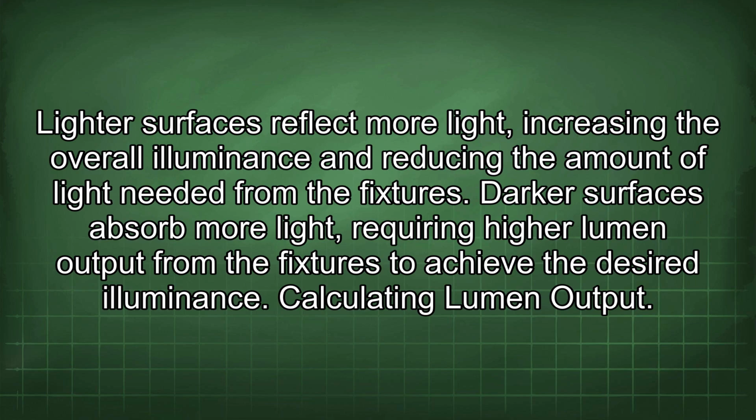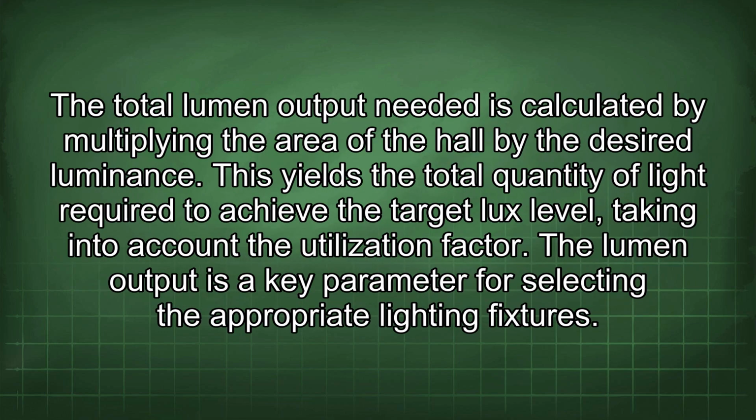Calculating lumen output. The total lumen output needed is calculated by multiplying the area of the hall by the desired luminance. This yields the total quantity of light required to achieve the target lux level, taking into account the utilization factor. The lumen output is a key parameter for selecting the appropriate lighting fixtures.